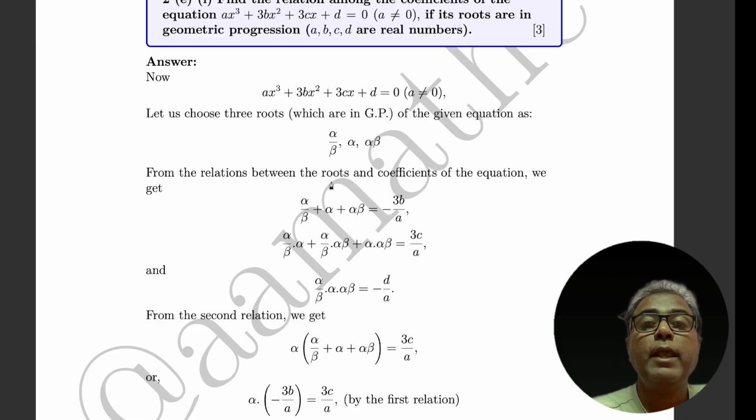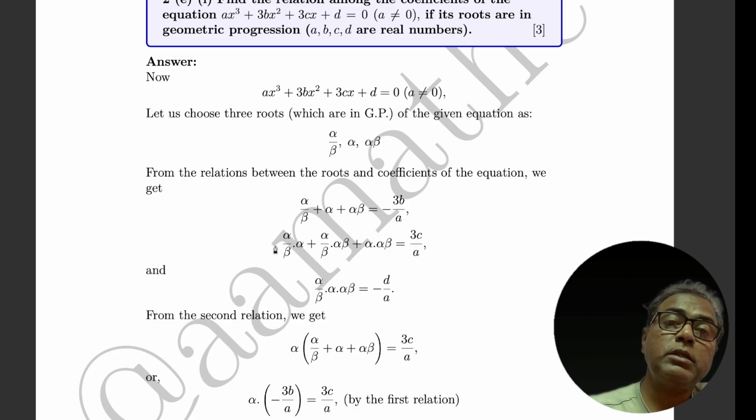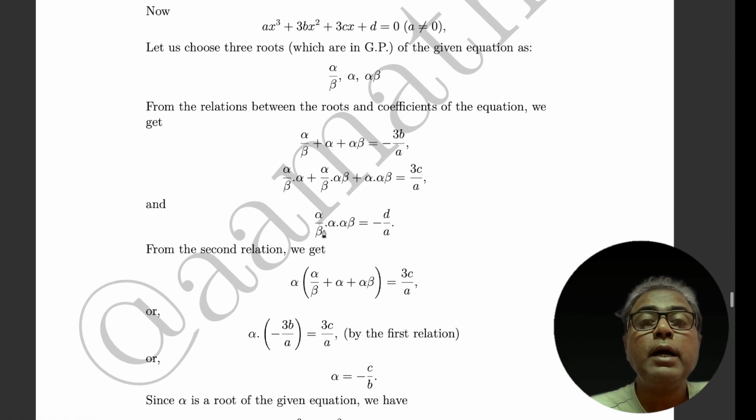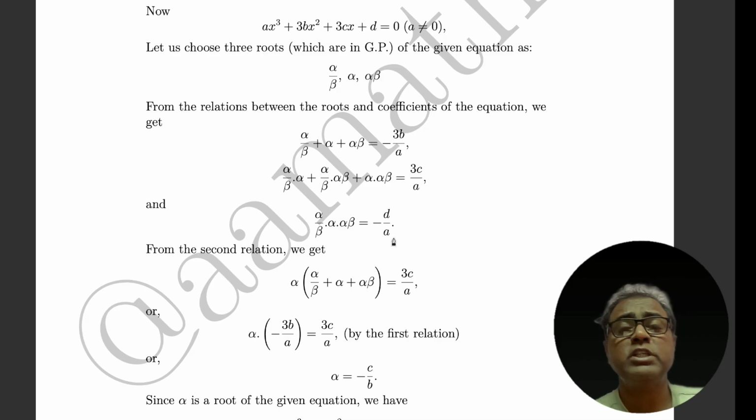And the sum of the product of the 2 roots at a time is alpha by beta into alpha plus alpha by beta into alpha beta plus alpha into alpha beta. So this is equal to plus the coefficient of x divided by coefficient of x cubed, 3c by a. And the product of 3 roots, alpha by beta into alpha into alpha beta, is equal to minus the constant term divided by the coefficient of x cubed. Actually, this relation is redundant for this problem.